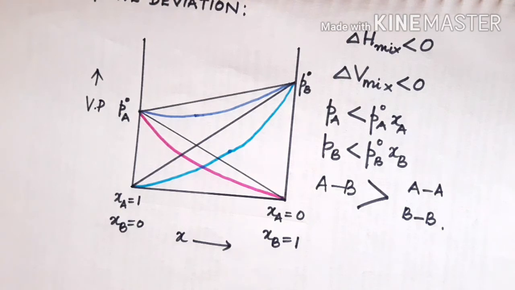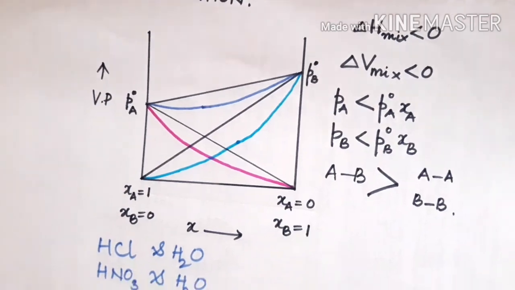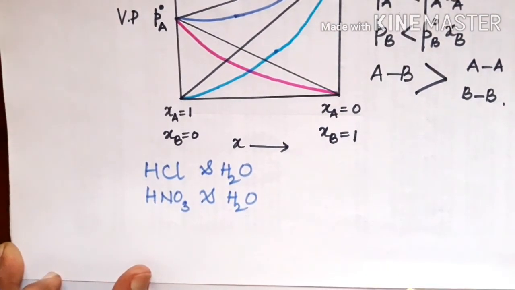Examples are hydrochloric acid and water mixture, then nitric acid water mixture. All these are showing negative deviation from Raoult's law.